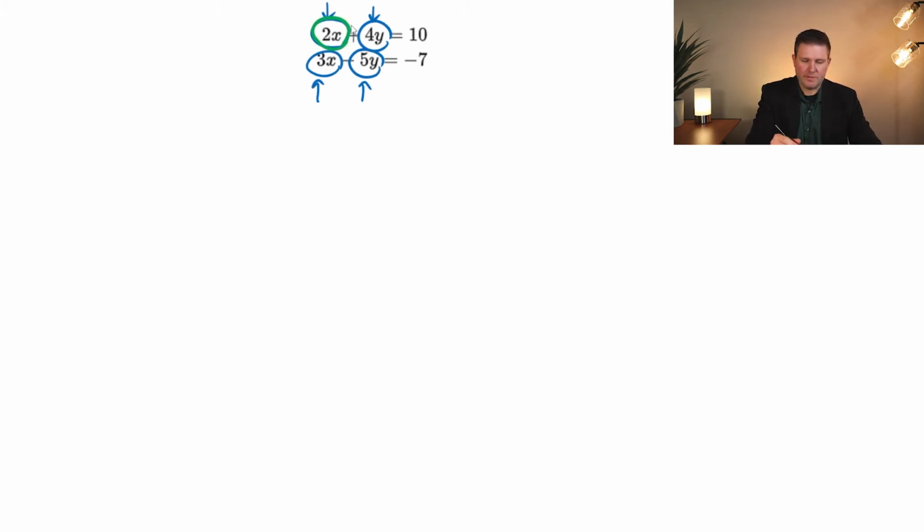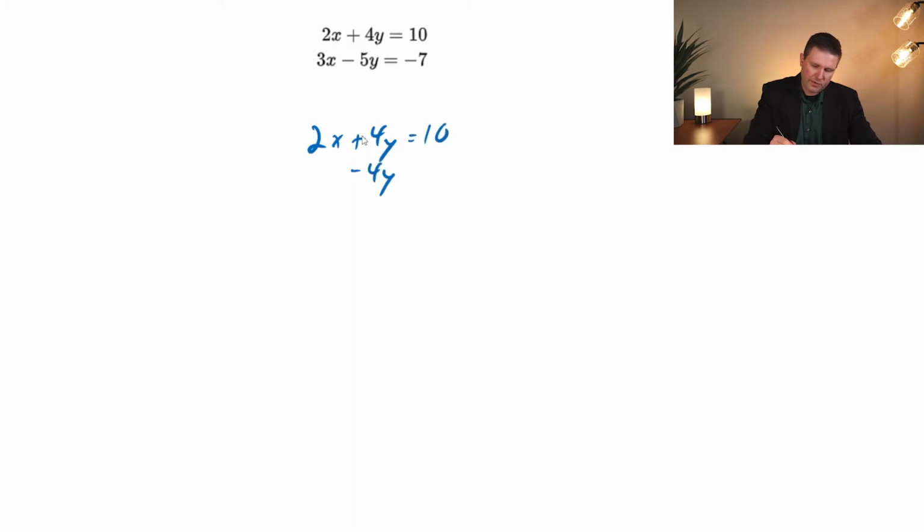Probably the 2, right? Because if you divide all these terms by 2, you're not going to end up with any fractions, which is what we want. So I'm going to go ahead and isolate that x in the top equation. So we're going to do, I'm just going to copy it here for some more space, 2x plus 4y equals 10. Move the 4y over.